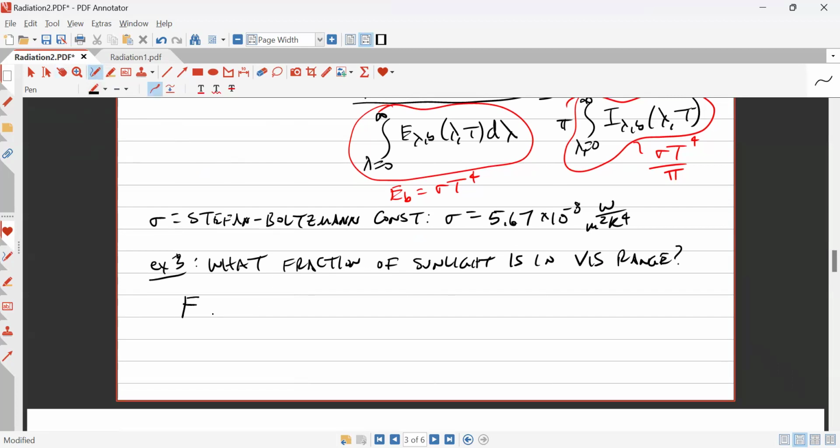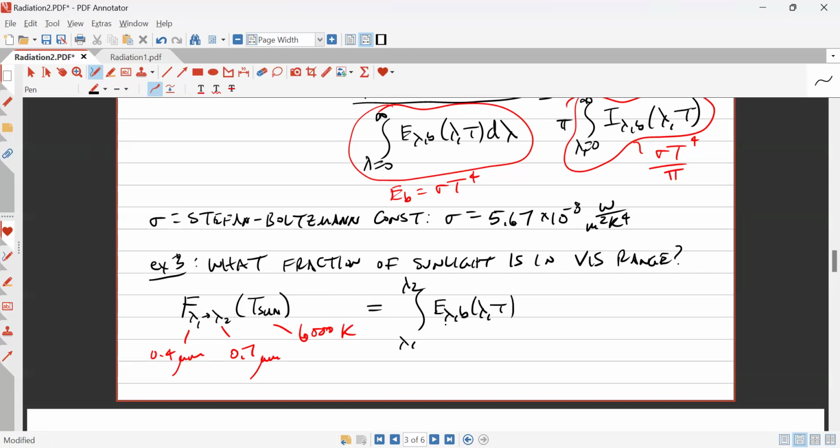What we're trying to find is the fraction from, say, lambda 1 to lambda 2, and we're going to take the sun again, approximate as a black body at t sun. We know a couple things here. We know that lambda 1 is 0.4 microns, lambda 2 is 0.7 microns, and t sun is 6,000 Kelvin. What we're trying to find here is the integral from lambda 1 to lambda 2 of our blackbody spectral emissive power, all divided by sigma t to the fourth.